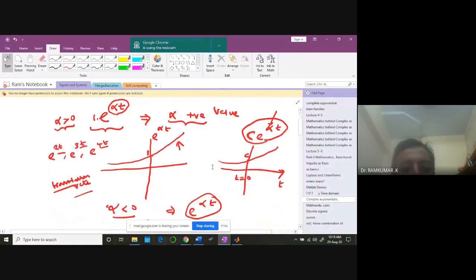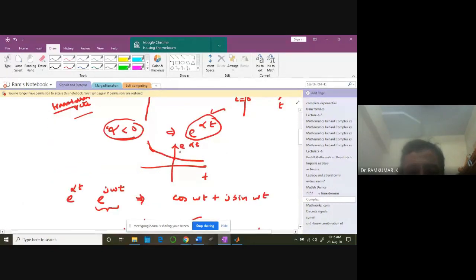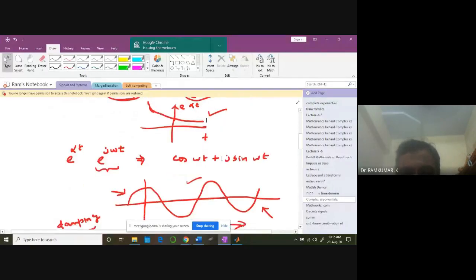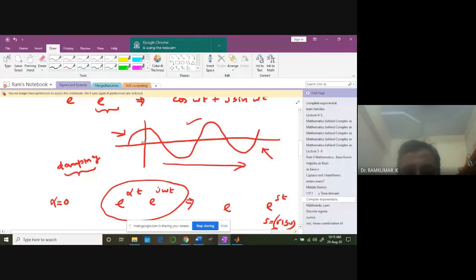The complex exponentials we already discussed. Okay, e power 2t, 3t, 4t, all this you can write. So for the continuous time domain, when alpha is less than 0, you are going to get an exponentially decaying waveform like this. Okay, is it clear? Then the sinusoidal waveforms, e power j omega t.